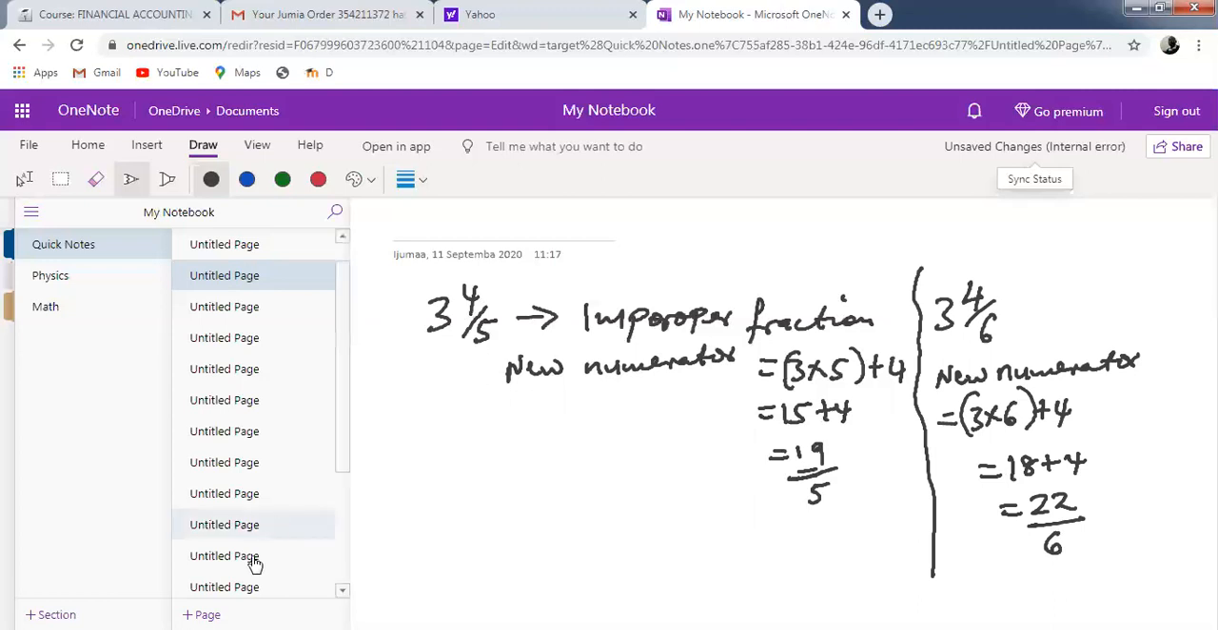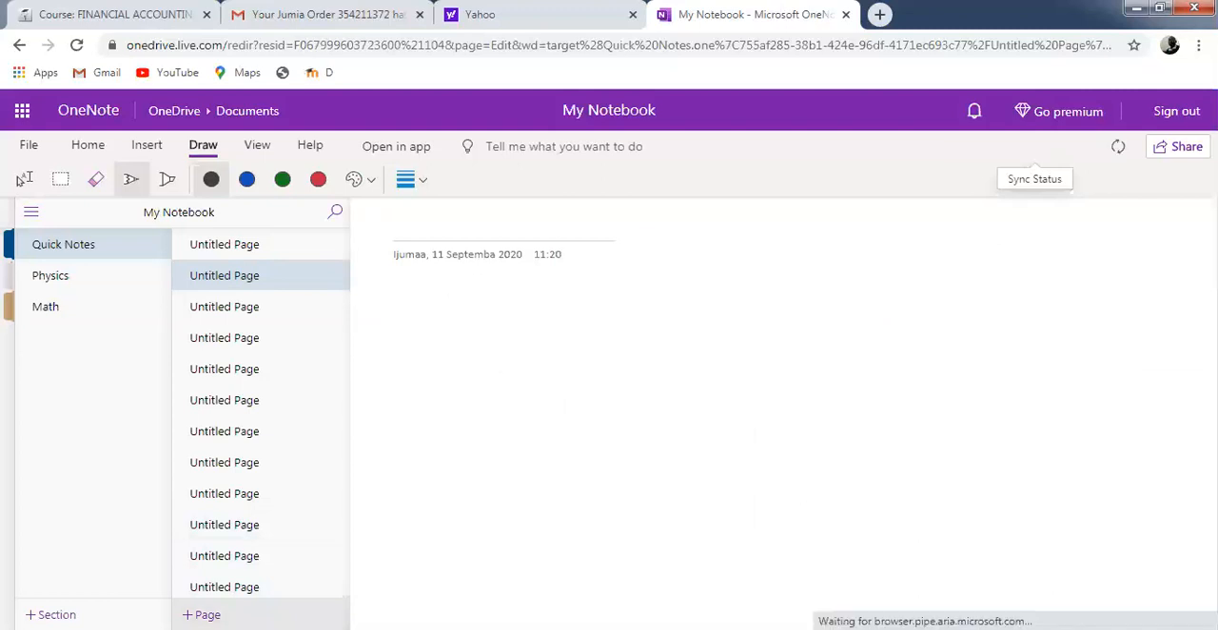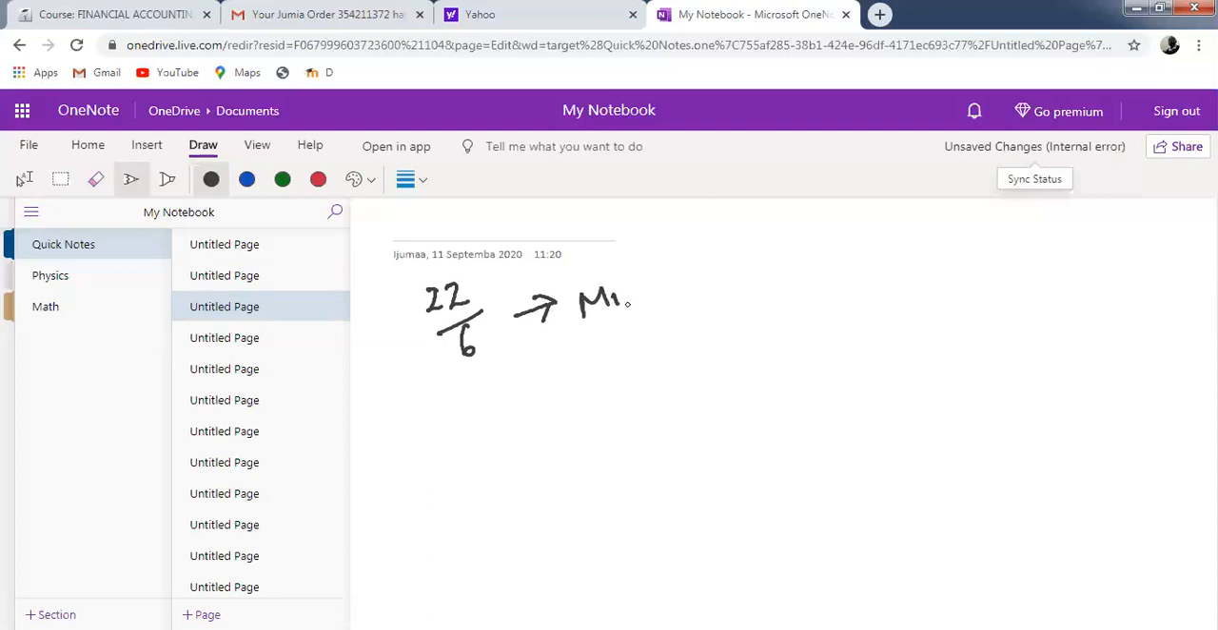Having noted that, you can also be told to convert to a mixed number. For example, we have 22 over 6. You have an improper fraction, and now you are told to convert it into a mixed fraction. How are you going to do it? This one you divide the normal way, where we have 22 divided by 6.